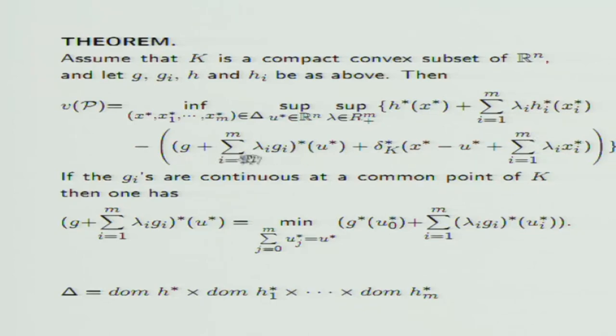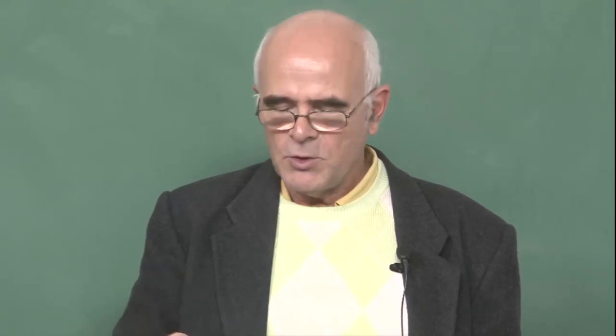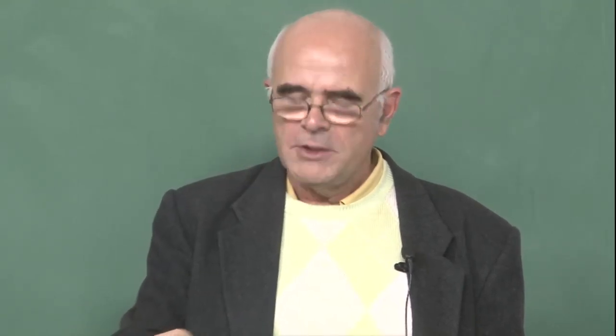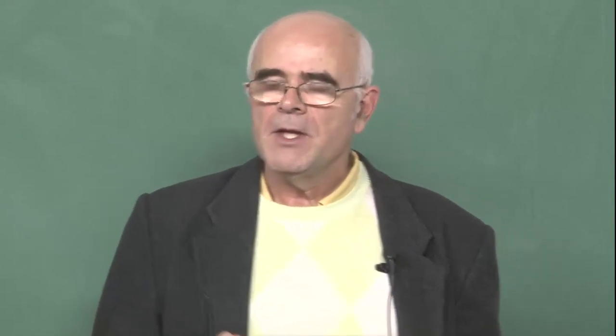Well, here it is not just the conjugate of the data, but the conjugate of a linear combination. But using an extra assumption, for instance, that all these functions are continuous at a common point of the domain, then we can replace this with that, which is really in terms of the conjugates of the original functions. Okay, this is a very complicated formula. And in fact, the dual problem is a mixture of minimization and maximization. You have an inf sup expression. The original problem was minimization.